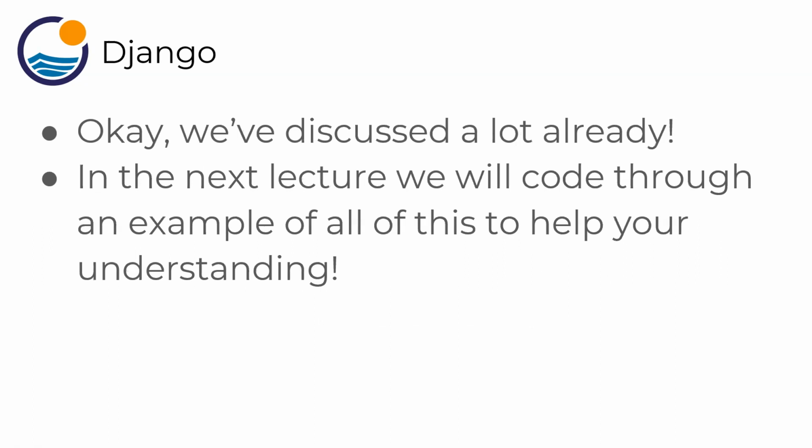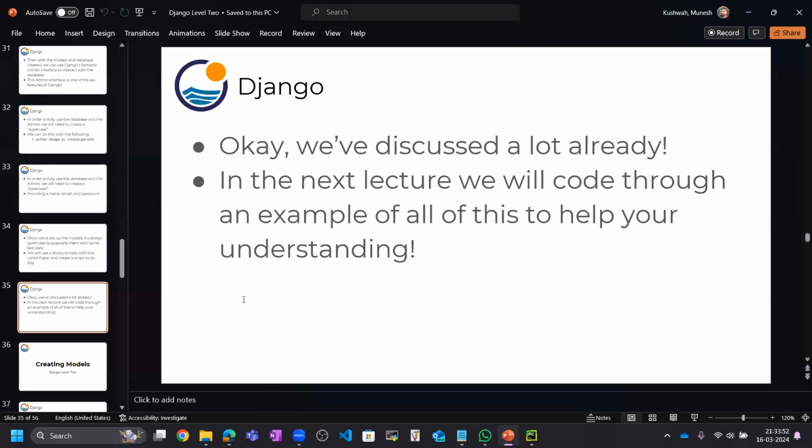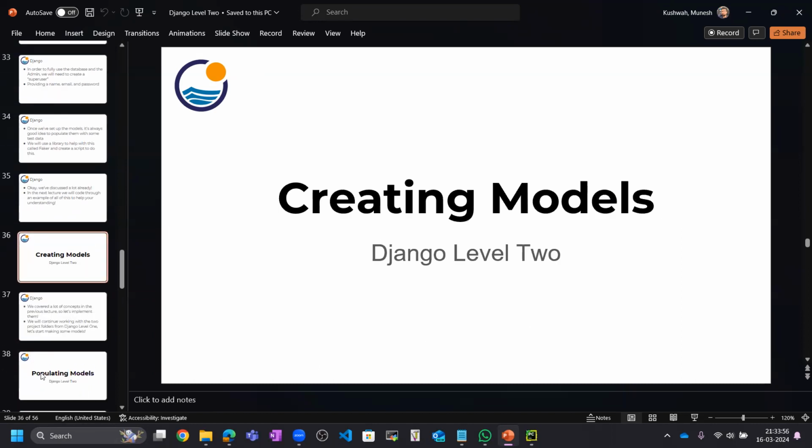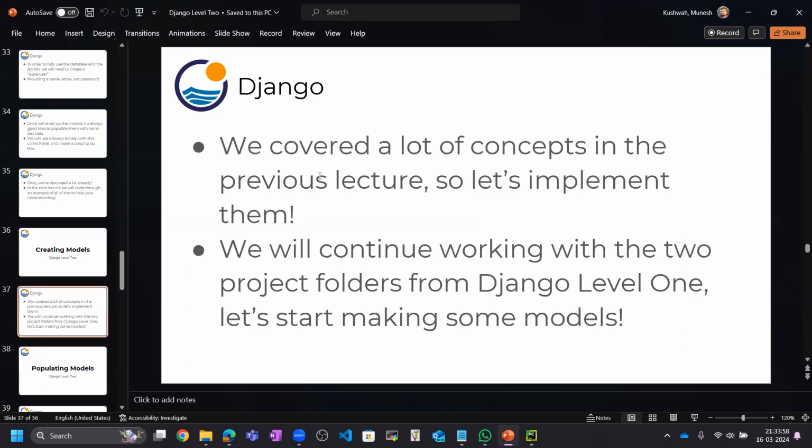Okay. So we discussed a lot already. Now it is the time to show the code part. Okay, so in this next lecture, not in this lecture only, I will show you the code part, for understanding all the things. Now let's go to creating models part, and we covered a lot of concepts. I already told you the concept about that, and we'll continue working with the project folder from Django level 1. Let's start making some models.